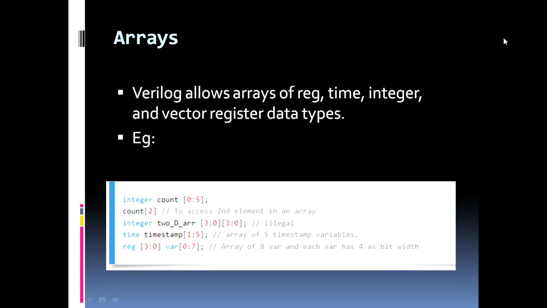So then come to the array. Arrays for variable types, registers, integer and time are possible. For example, register array, net array, wire and integer array declaration.